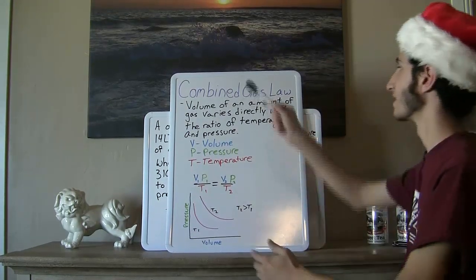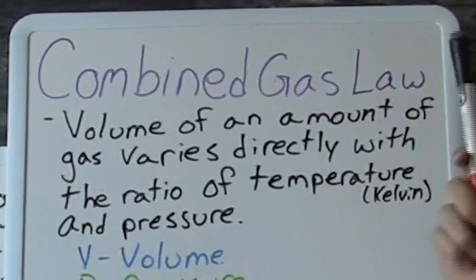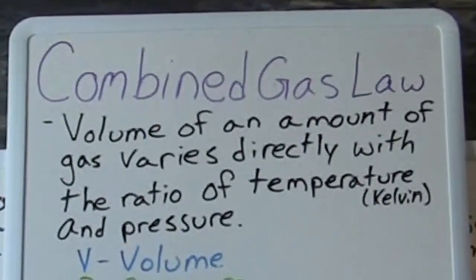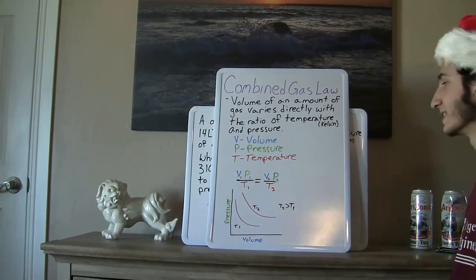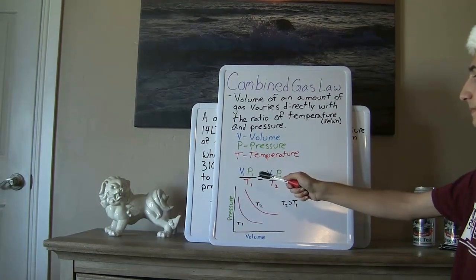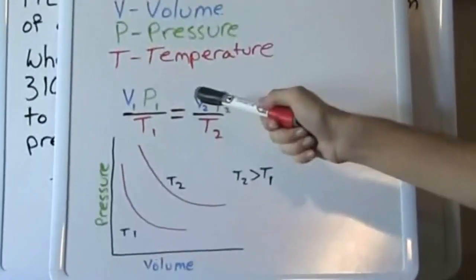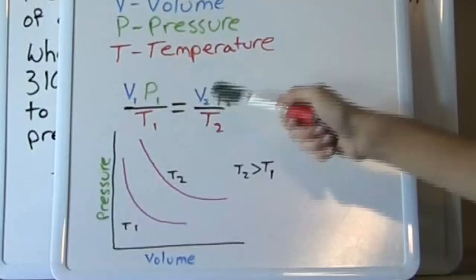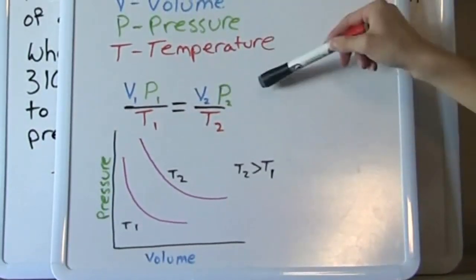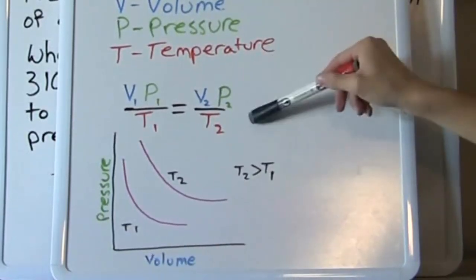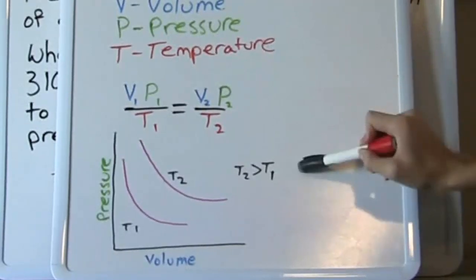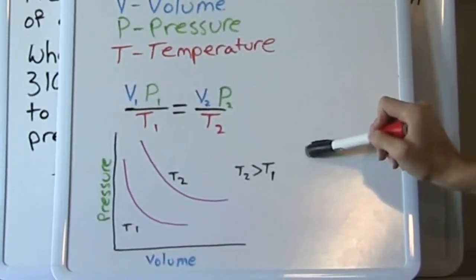But in all seriousness, the combined gas law states that the volume of an amount of gas varies directly with the ratio of temperature in Kelvin and pressure. For our purposes, we'll be using this equation, which states the initial volume multiplied by the initial pressure divided by the initial temperature is directly equal to the final volume times the final pressure over the final temperature, which we'll go into later. Now, this is a graph that shows how each of these are directly proportional.